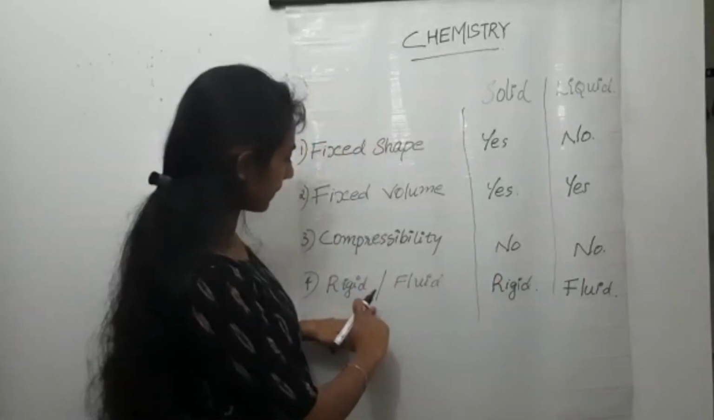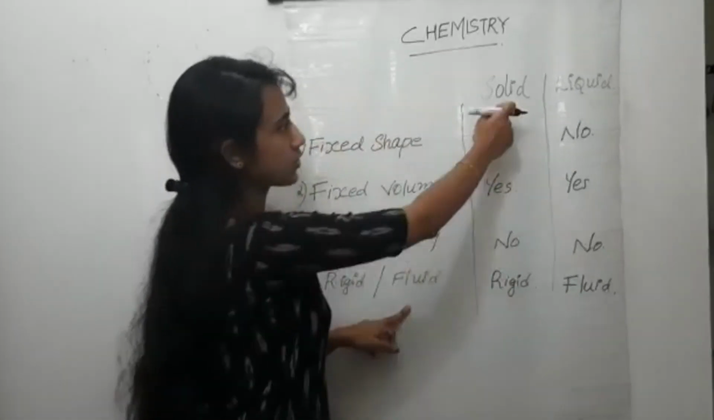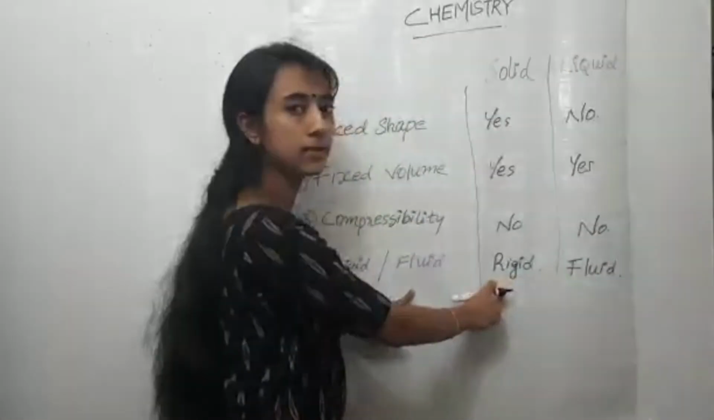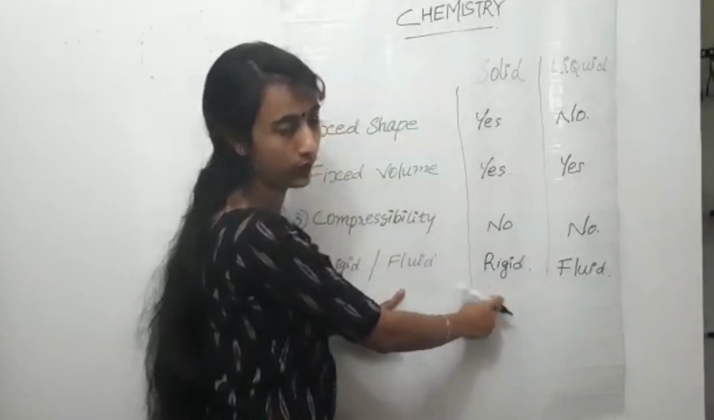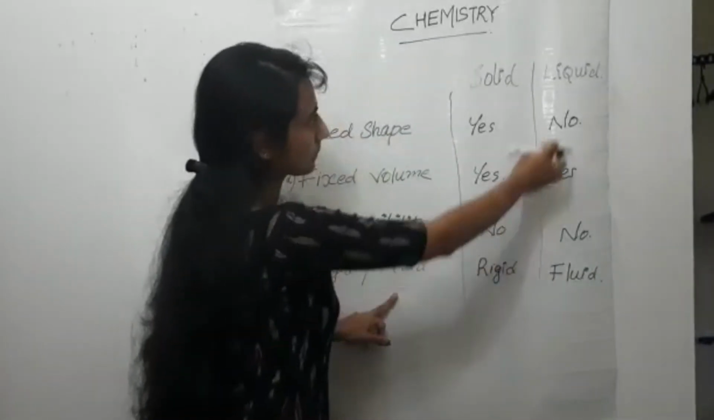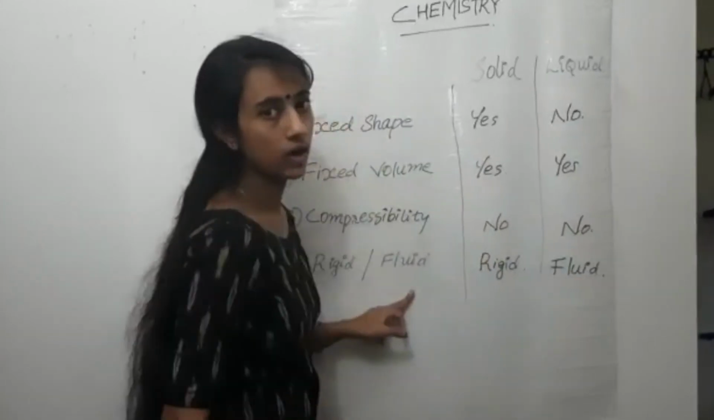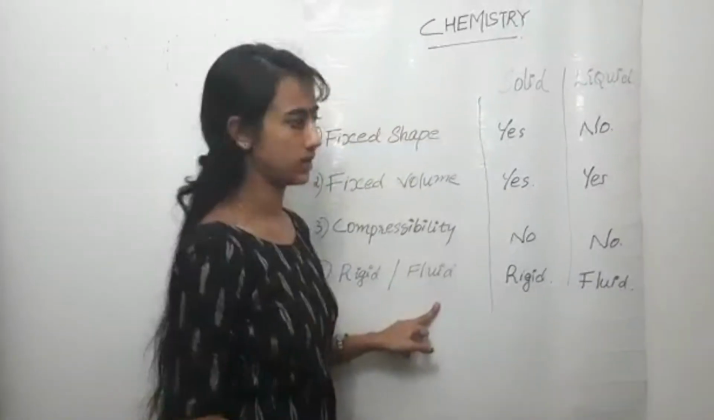And the last property is rigid or fluid. Solid is rigid because it is not flowing. It has a permanent shape. It is not fluid, so it is rigid. Next one is liquid. Liquid is fluid because liquid will flow. So it is a fluid.